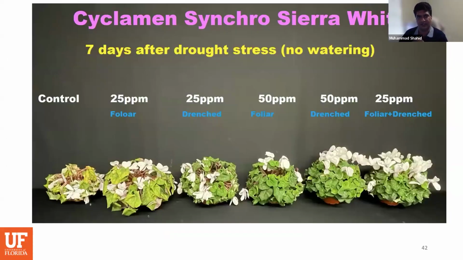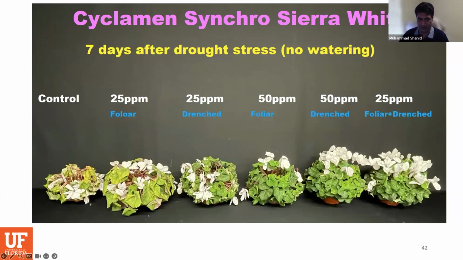So this is a cyclamen, in which the plants were seven days after drought stress, with no watering. These plants, throughout the finishing, from planting until the finished product, were treated with silicon. There were control plants, 25 parts per million foliar only, 25 root application, then 50 root and foliar, and a last one with low concentration but a hybrid approach: in the first week foliar and the next week root application. These plants were treated from planting until the finished product, mature and ready to sell. And we stopped the irrigation. They were not watered for seven days.